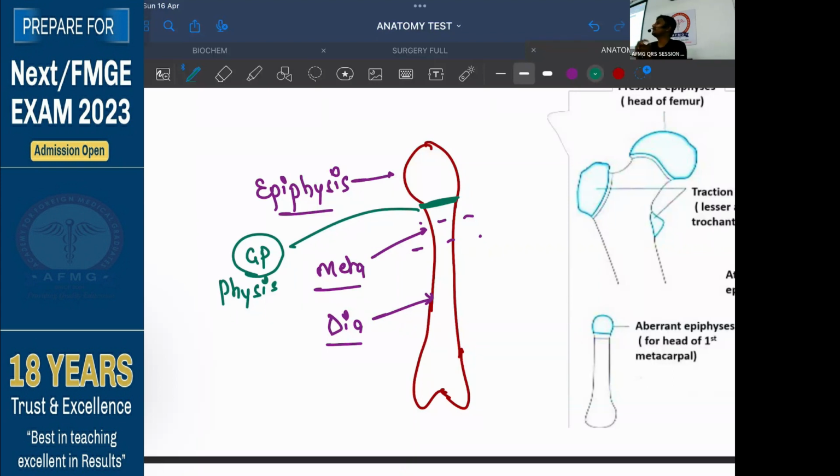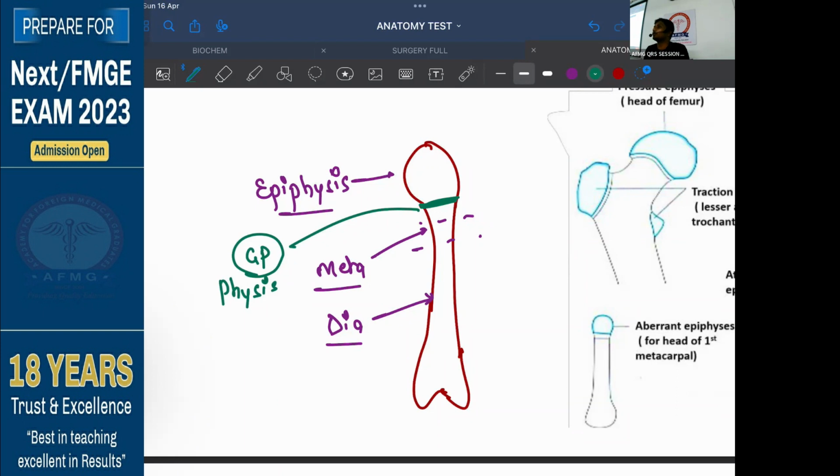Okay, and then in this physis, what will happen? What will be deposited? Very good. So this physis is actually a cartilaginous plate which will help in the longitudinal growth of the bone, or increase in the size of a long bone. But after a certain age, what will happen? There is deposition of calcium in this physeal plate, and then there would be mineralization of this physeal plate.